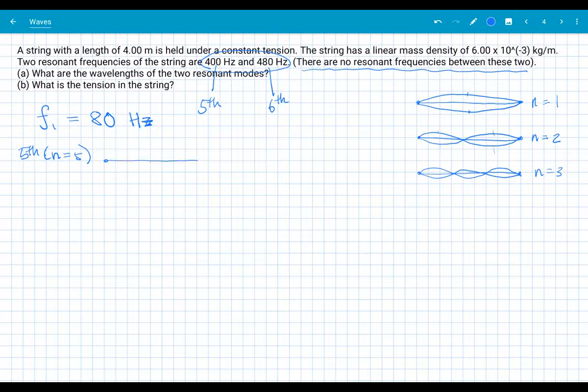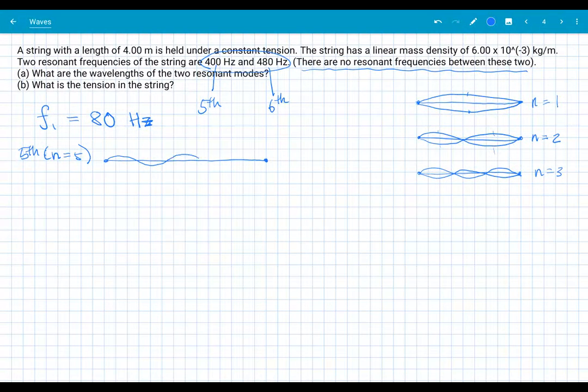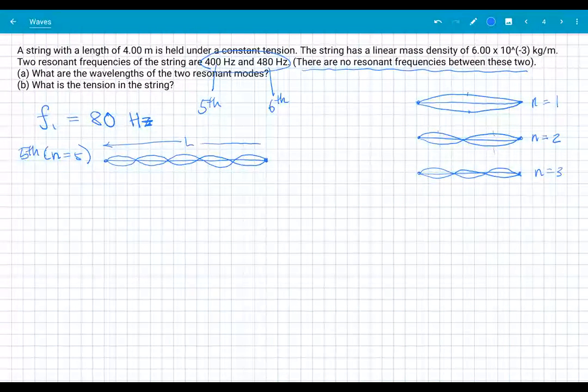I can draw out the string, and it'll have 5 loops, right? Which I'm going to try to draw. 1, 2, 3, 4, 5. All right, now let's say the string has some length. Well, we know the string length is given as 4 meters. I'm just going to call it L right now. And then the other mode that we're told about is the n equals 6 mode.